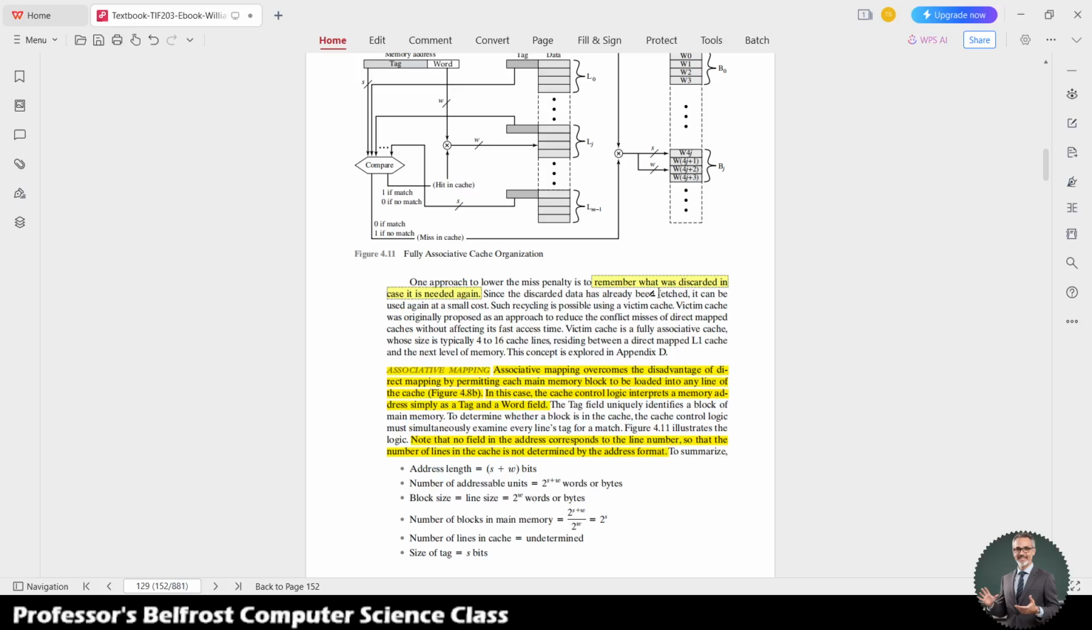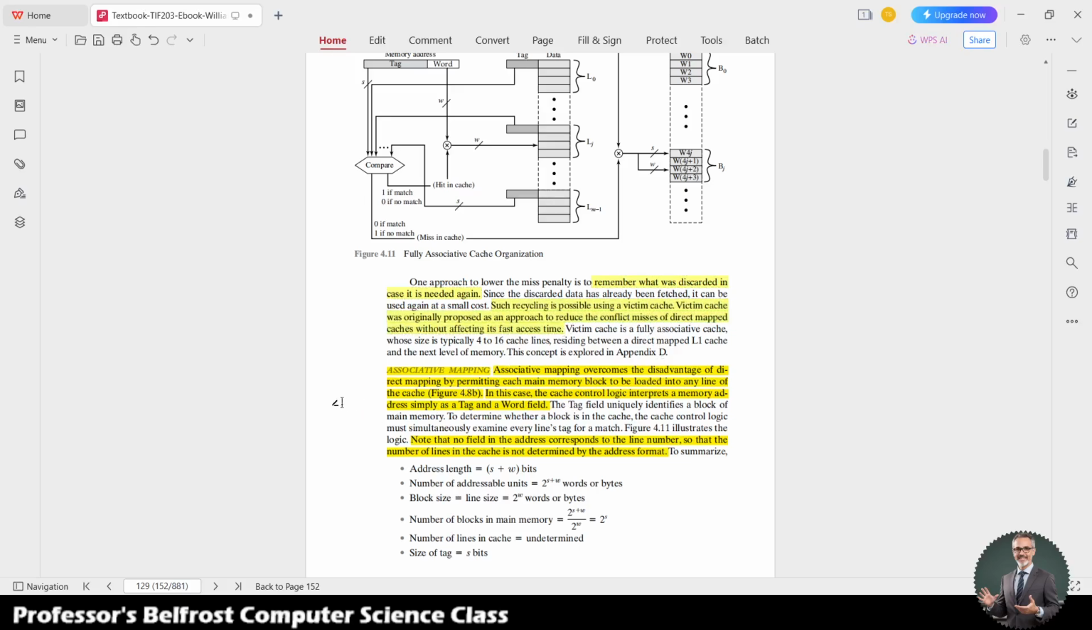This is possible using a victim cache. What is a victim cache? It is actually proposed as an approach to reduce the conflict misses of direct mapped caches without affecting their access time.